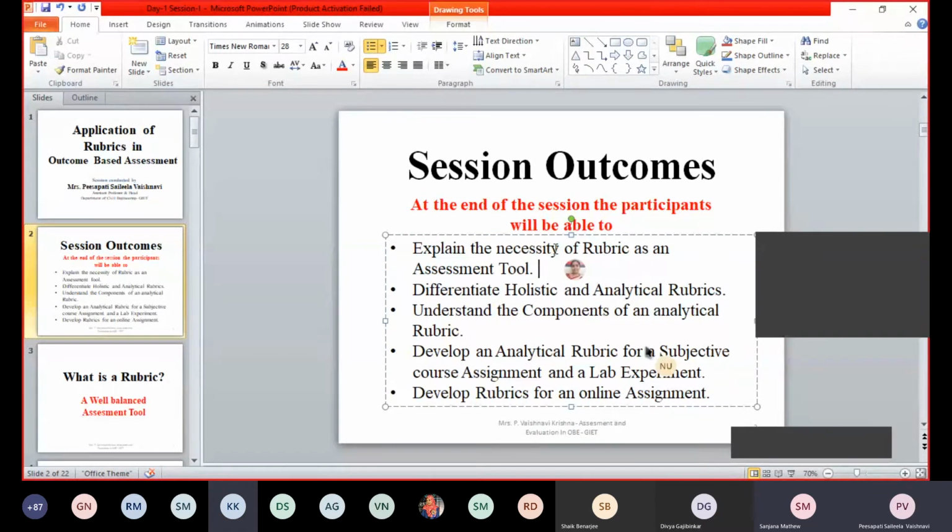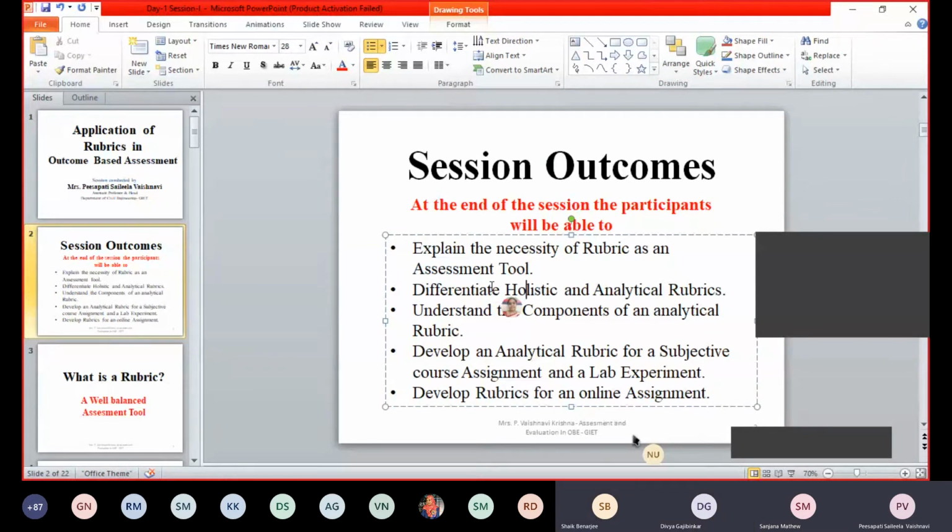You are explaining the necessity as an assessment tool. You can consider it partly to be a condition. No. Performance is the first part, and explaining is the condition. Explaining is performance, and as an assessment tool is the condition. Condition it is. Yes. And next, differentiate holistic and analytical rubrics. How many components? Performance and only condition. Performance. Very good.